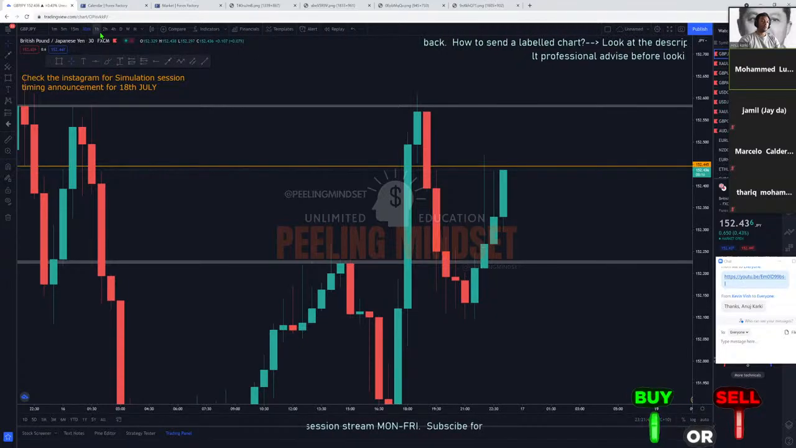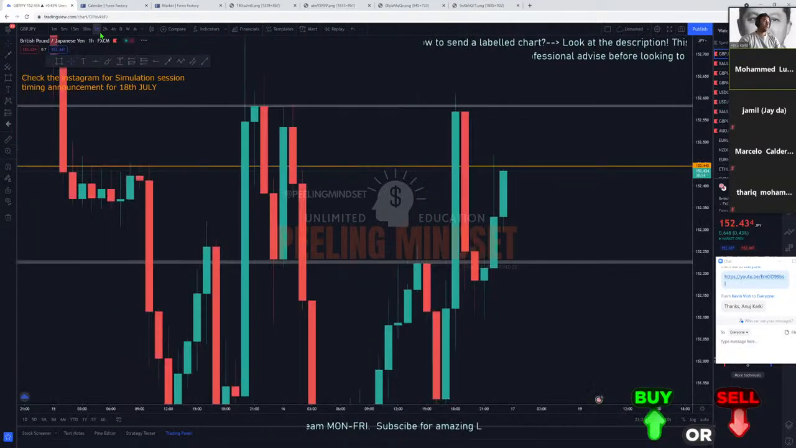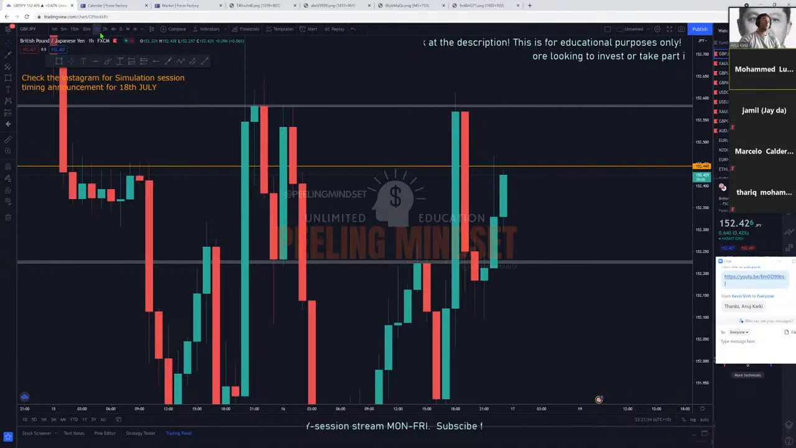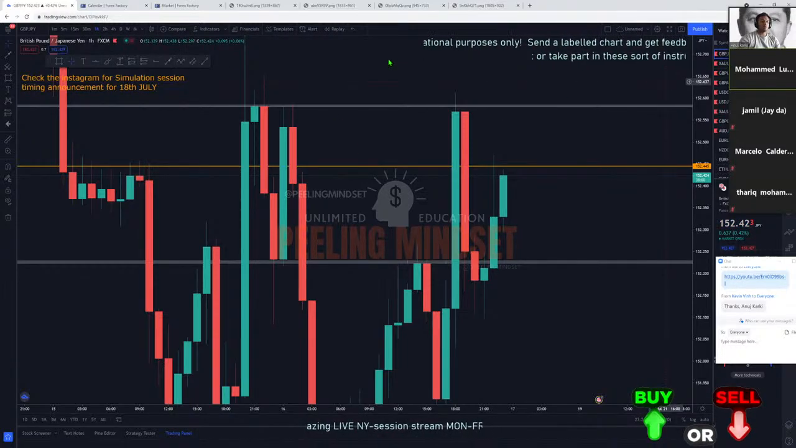Yep, pound yen pushing up. Pound yen is definitely pushing up. Slowly but surely it's pushing up. Nine more minutes left for the NYSE to kick in. Let's see how the NYSE market's gonna push the prices in gold and pound yen.